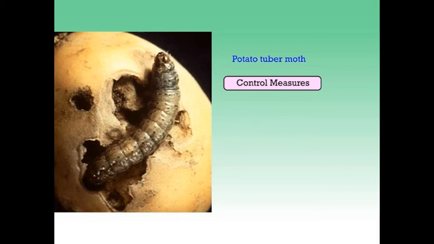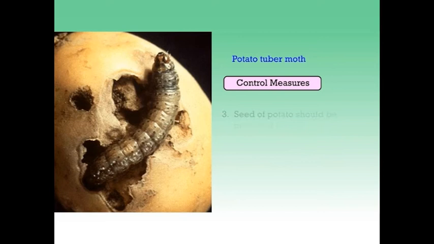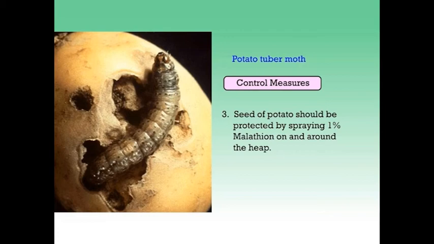The first one is, only healthy potatoes should be kept in the store. In case they are to be kept in ordinary stores, a layer of sand about 2.5 to 5 cm thick should be kept below and above the heap of the potato. Third measure is, potato seed should be protected by spraying 1% Malathion on and around the heap.